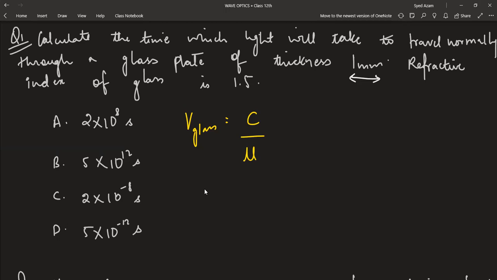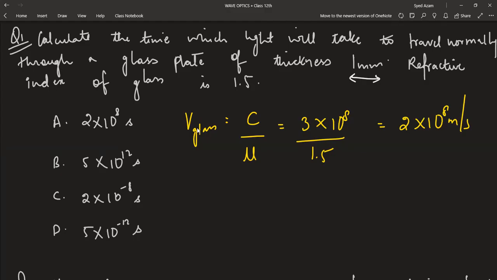So the velocity in the glass will be the ratio of the speed of light to the refractive index. The speed of light is 3 into 10 to the power 8, and the refractive index is given as 1.5, right? So this will be 3 by 2, the 2 gets cancelled, and it will be 2 into 10 to the power 8 meter per second. So that's the speed. We don't need the speed, we need the time.